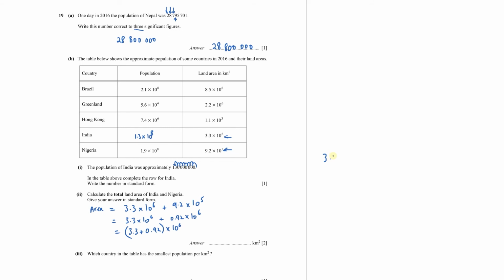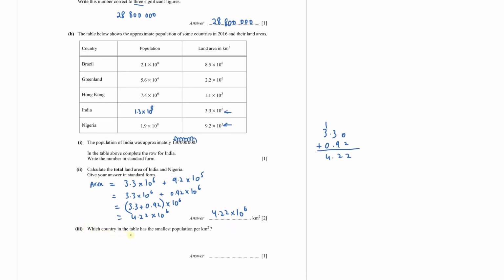So let me add 3.3 plus 0.92. I'll have a 0 here, 2, 9 plus 3 is 12, 1 carry. So 4.22 into 10 power 6 is the combined area of these two countries. 4.22 into 10 power 6.